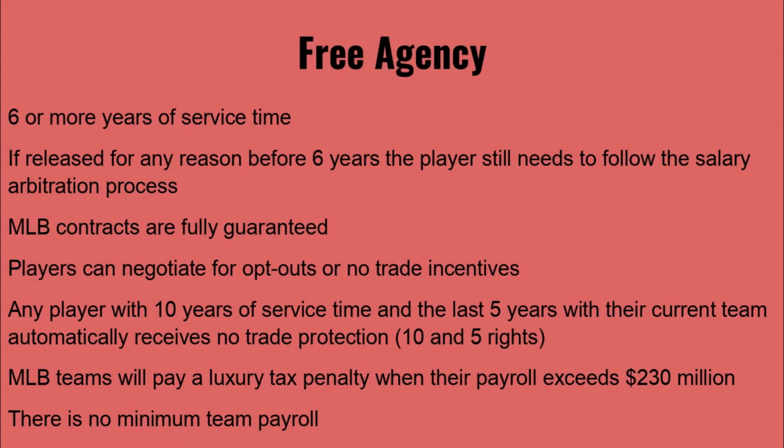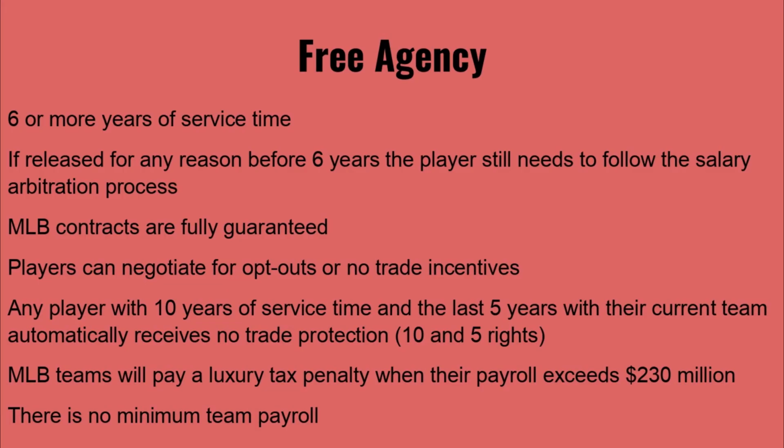MLB contracts are fully guaranteed. So if you hear a free agent contract of 4 years for $100 million, that is a guaranteed Major League Baseball contract. It's not like the NFL. You hear 4 years at $100 million in an NFL contract, you'll often hear after, guaranteed $40 million or whatever the case may be. That is not true in Major League Baseball. They are fully guaranteed. Players can also negotiate opt-outs, where if they sign a 5-year deal, they can opt out after 2 or 3 or whatever is agreed upon.